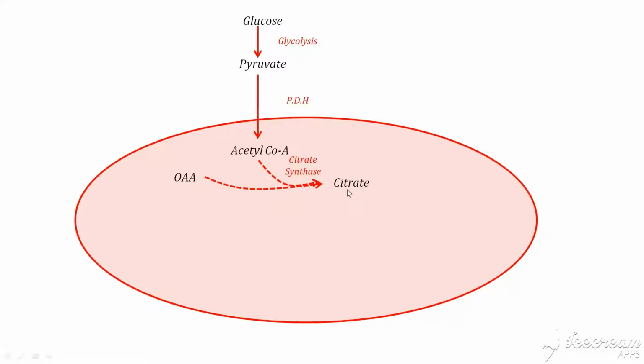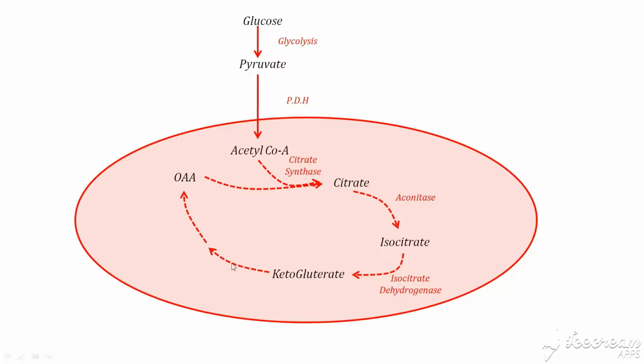Citrate is then going to be converted into isocitrate by the enzyme aconitase. Isocitrate is then going to be converted into alpha-ketoglutarate by the enzyme isocitrate dehydrogenase. Alpha-ketoglutarate is then going to go through a series of enzymatic reactions, and it's going to finish the TCA cycle by being converted into oxaloacetate. So this is a quick revision of the TCA cycle.